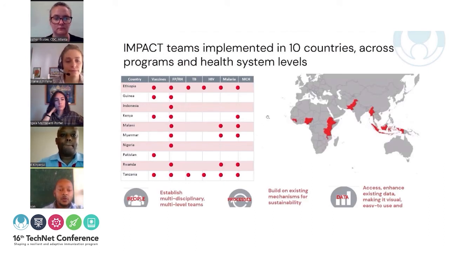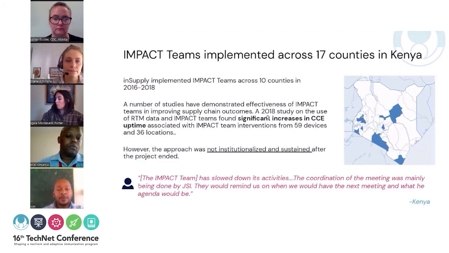This initiative, when we started in 2018, we did a desk review and looked at where it has been done and implemented by JSA in different areas, and we see that it was implemented in multiple countries, and also it has worked for different programs. And so we went ahead and implemented this in Kenya and in Tanzania. And in Kenya, between the period 2016 and 2018, we were able to implement this in 17 counties.